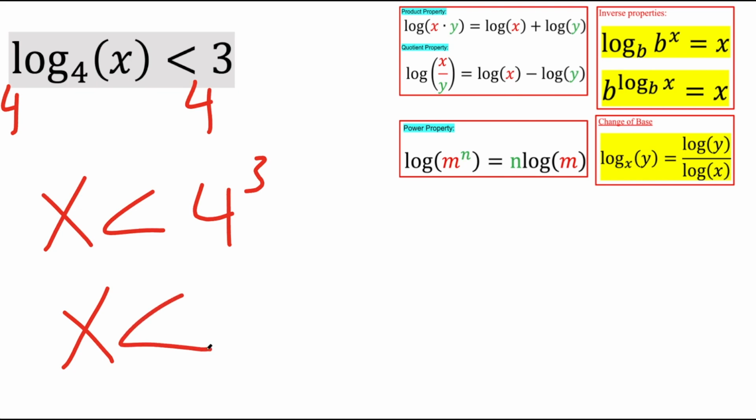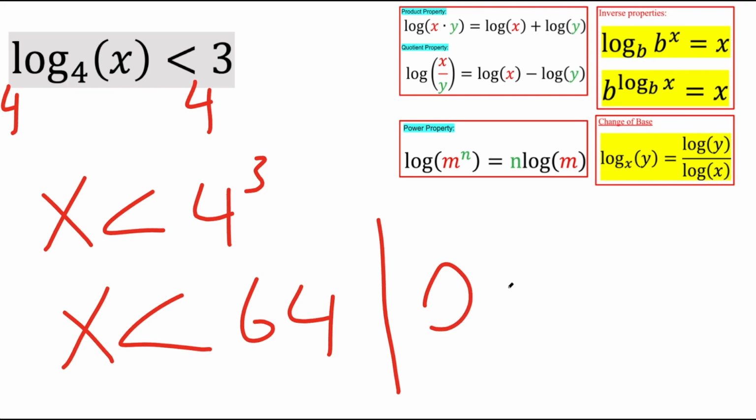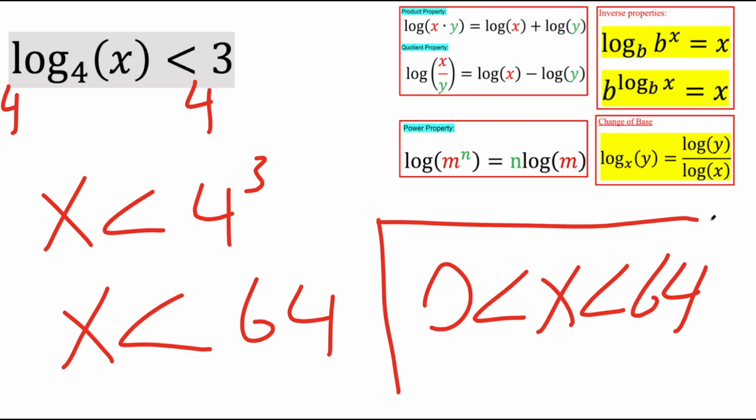And 4 cubed is 4 times 4, which is 16. 16 times 4 is 64. Now this is saying x is less than 64. 63 works, 62 works, 61 works, but less than 64 could be 0. It could be negative. And so for this problem, in order to write it out, we have to say that x is bigger than 0, but less than 64. Because again, with logs, there are extraneous solutions in that it can't be 0 and it can't be negative numbers inside the log.